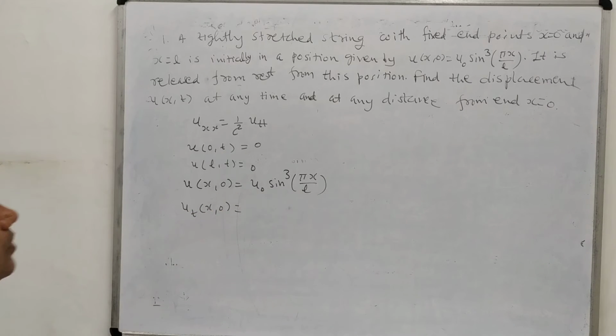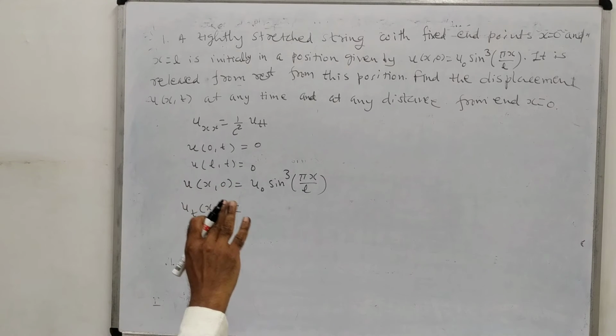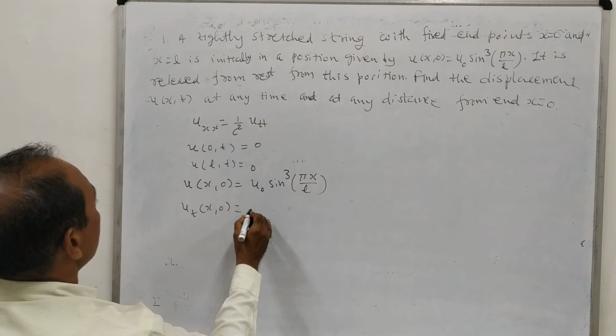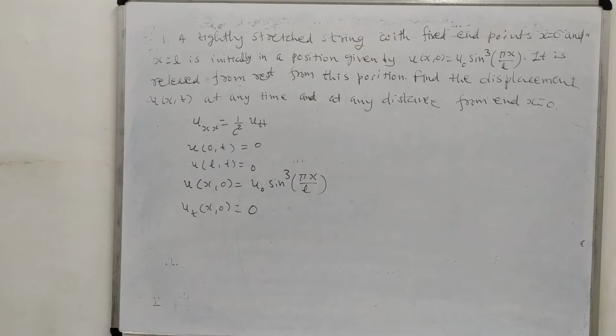The last condition is based on velocity. Initially it was in this position, and then it is released. So the velocity before releasing it is 0. So simply we require to find out, as in the last example. You can remember this very easily.